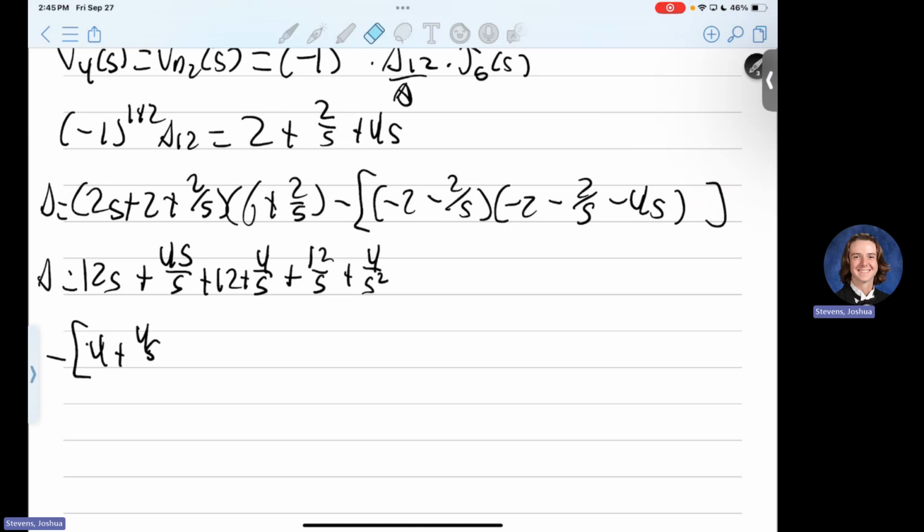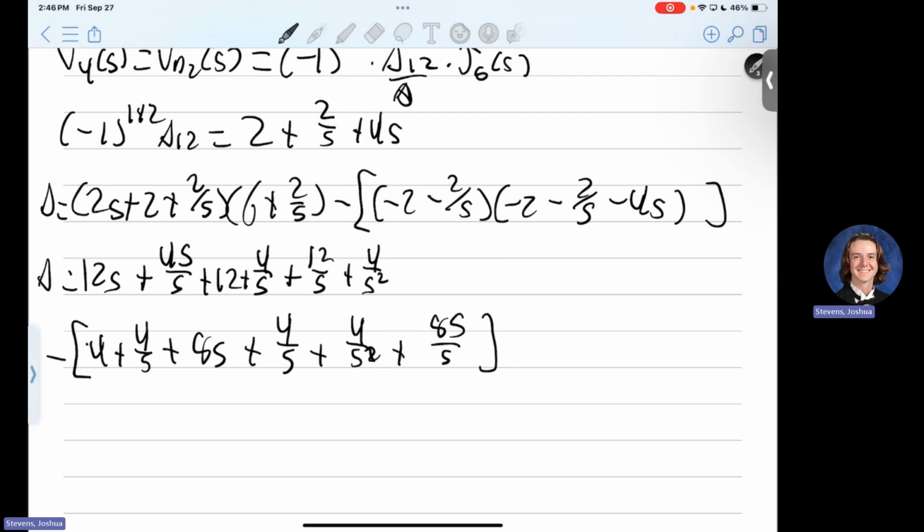Okay. Negative 2 times a negative 4 over s becomes positive 8s. Agree? Negative 2 over s times negative 2 equals positive 4 over s. Negative 2 over s times negative 2 over s becomes 4 over s squared. And negative 2s times a negative 4s becomes positive 8s over s. Okay? Another reason I like to do this, right?